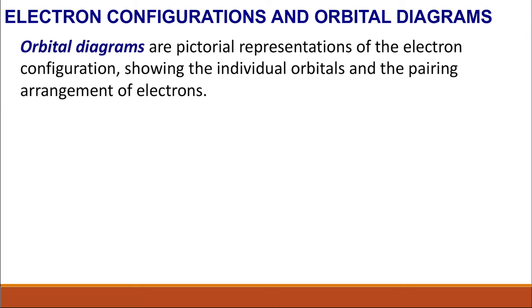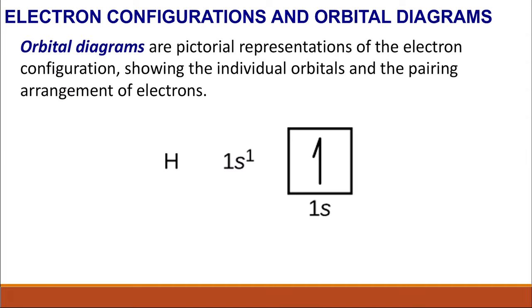There is also something called the orbital diagram that can help you understand more about how the electrons fill the subshells or orbitals. The orbital diagram is a pictogram representation of the electron configuration. It shows the individual orbitals and the pairing arrangement of the electrons. For example, hydrogen contains only one electron. When we write the electronic configuration of hydrogen, it is 1s1. 1s1 will occupy the s orbital.